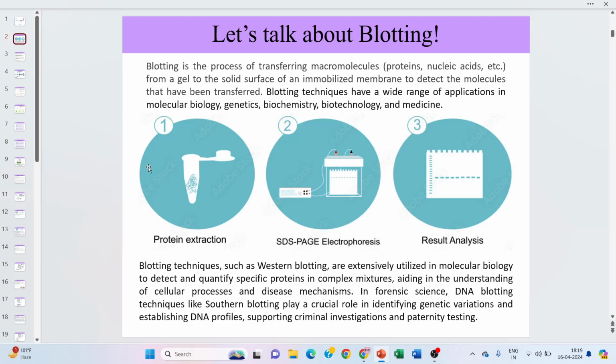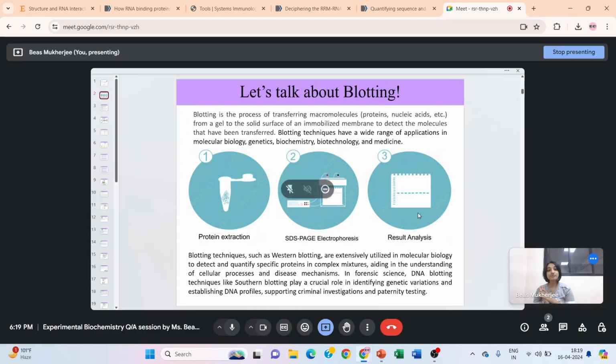So first let's start talking about blotting. What is blotting? It is actually the process of transferring macromolecules. Now what are macromolecules? Of course, your protein, DNA and your RNA. So nucleic acids and proteins are all macromolecules, right? They are transferred from a gel onto a solid surface or an immobilized membrane to detect the molecules that have been transferred. Blotting techniques have a wide range of applications in molecular biology, genetics, biochemistry, biotechnology, medicine and different fields of science.